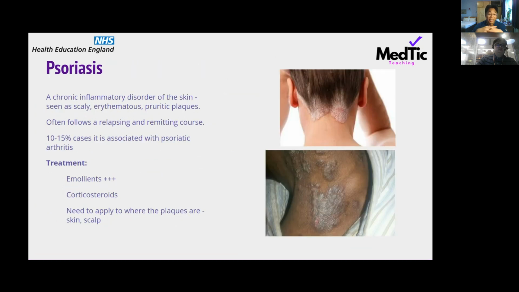So psoriasis is a chronic inflammatory disorder of the skin, and it's typically described as silvery, scaly, erythematous, and in severe flares, pruritic or really itchy and angry plaques. It often follows a relapsing remitting course, so patients will tend to describe in the history that they'll have no or very well controlled psoriasis, and after a period of stress or a period of illness, the plaque will just increase massively in size.